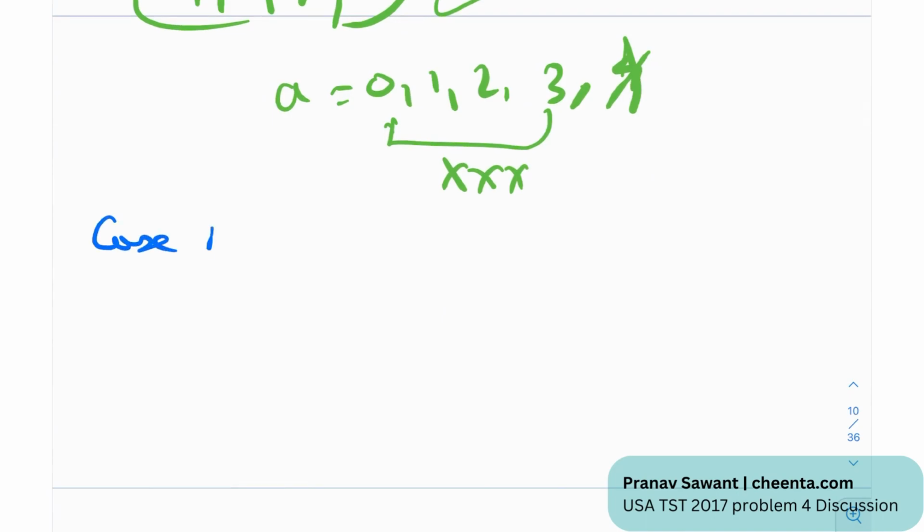Now let's move on to case number 3. Case number 3, I'm going to consider all n which are greater than or equal to 5. So this is where the bounding occurs. And then I'm going to make a claim.